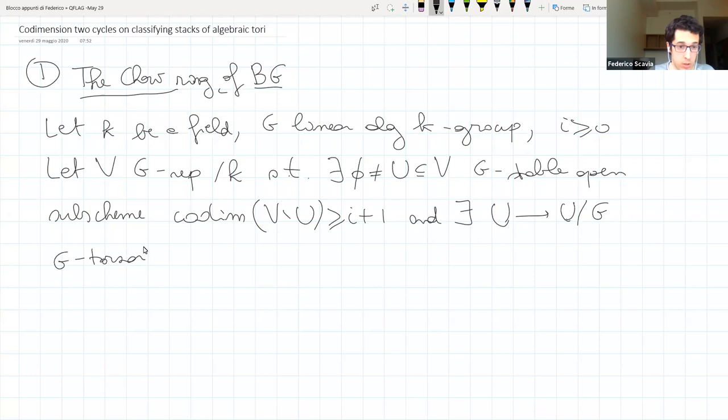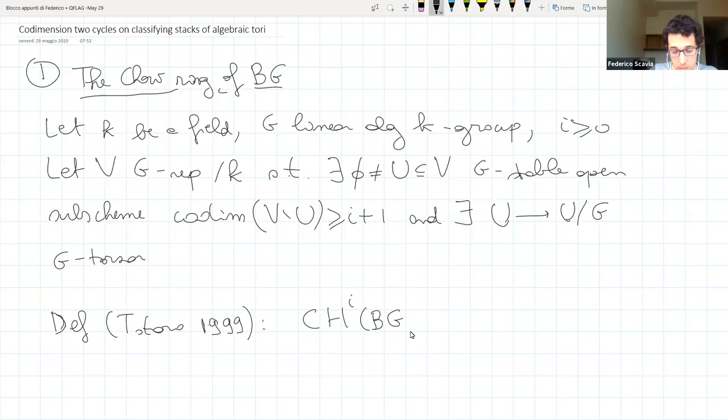Okay, so this can always be arranged, in many ways actually. The definition, due to Totaro in his paper of 1999, is to define the Chow group of codimension i cycles on BG, modulo rational equivalence, as the Chow group of codimension i cycles on U modulo G, modulo rational equivalence. And U modulo G is a smooth variety, so we can grade this by codimension.